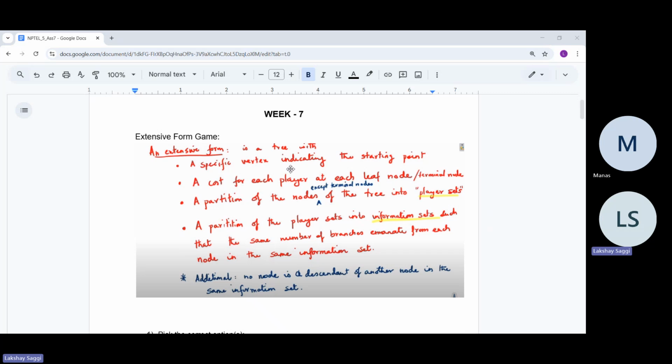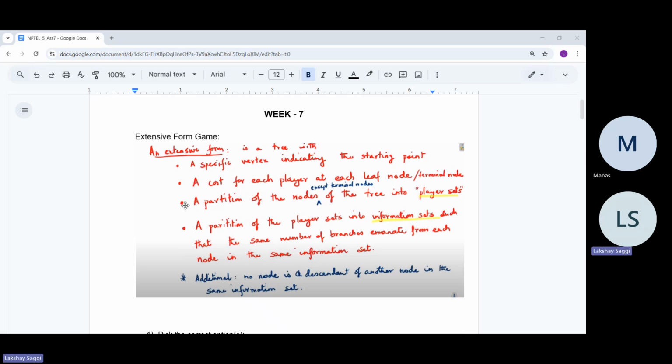And a cost for each player at each leaf node or terminal node. Leaf nodes are usually nodes with degree 1 in a graph. We know what leaves are in a tree, right? In a leaf node, there is a cost associated with each player, and we can assume that these leaf nodes correspond to the end of the game. So every leaf node corresponds to one possible outcome of the game.